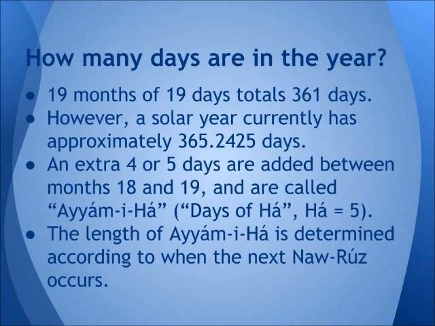Now there are 19 months of 19 days in each Baha'i year, and this totals 361 days. However, a solar year currently has approximately 365 days. An extra 4 or 5 days are added between months 18 and 19 and are called Ayyam-i-Ha, which translates as days of Ha. The length of Ayyam-i-Ha is determined according to when the next Nowruz occurs.